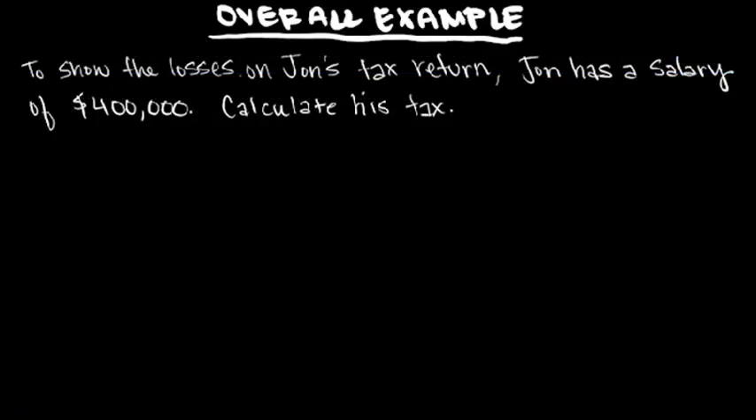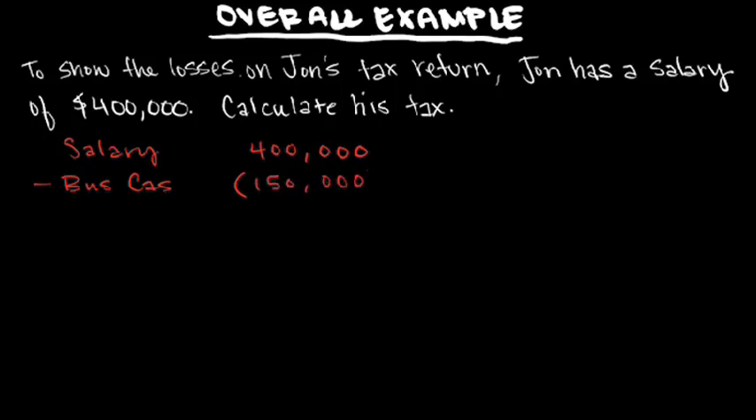So let's go over an overall example to tie it all together. Let's also assume that John is single, and this is for tax year 2017. To show the losses on John's tax return, John has a salary of $400,000. Let's calculate his tax. So to start, we take his salary of $400,000 and we reduce that by the business casualty. Originally we had computed a $150,000 business loss when his office building was burned and he sustained a partial loss.